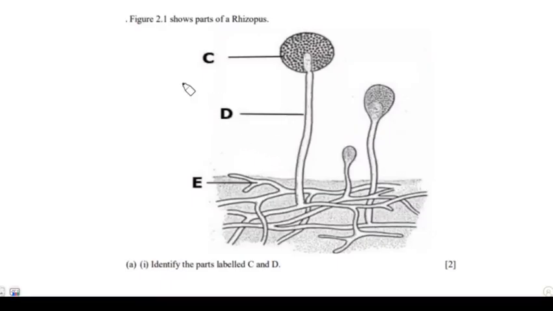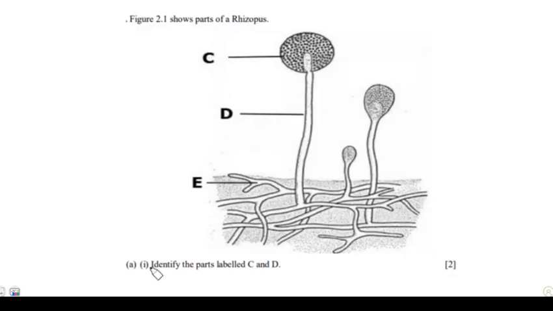So in this presentation, I want us to look at this question. Figure 2.1 shows part of a rhizopus. So this is a rhizopus. A rhizopus is commonly found on a type of bread mold. This rhizopus is labeled C, D, and E.